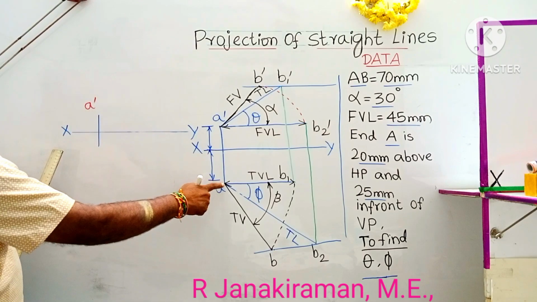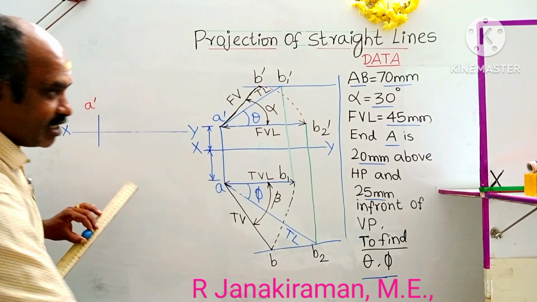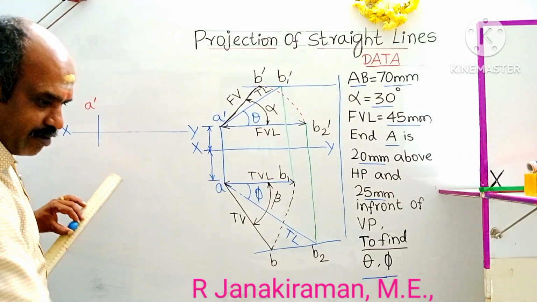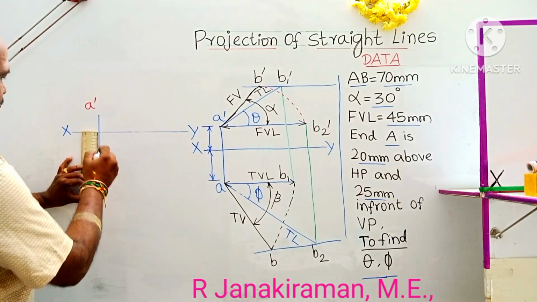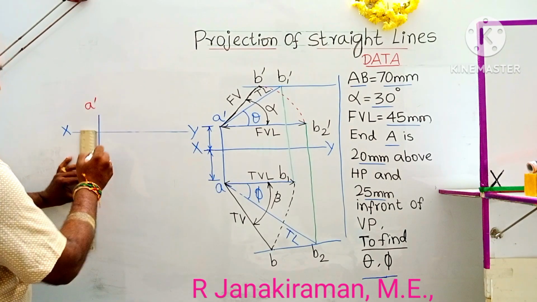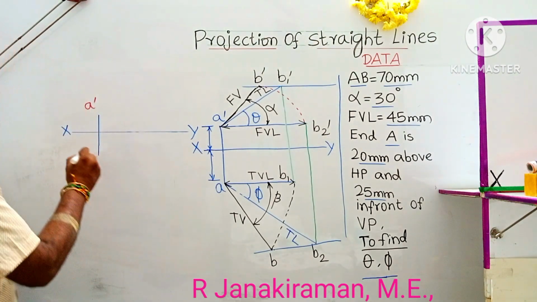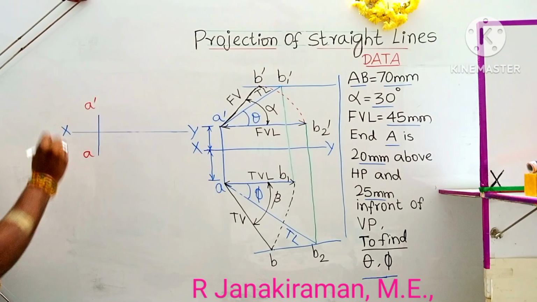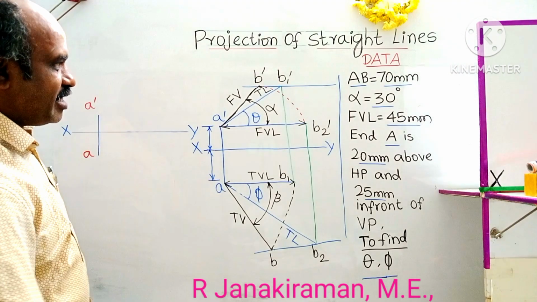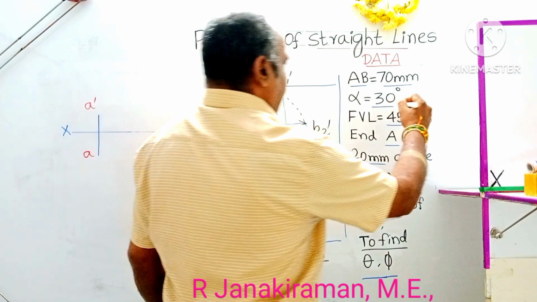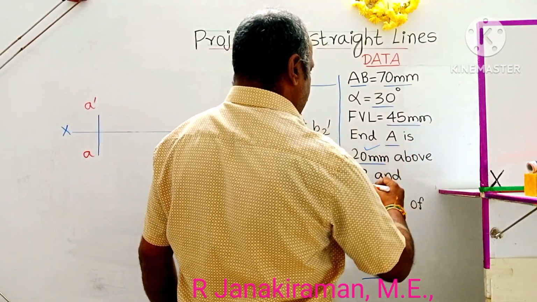Similarly, A in front of VP is given as 25 mm. 25 mm is 2.5 centimeters. So in the same vertical line it will come, and is marked as A in the top view. Understand? Next, what is given? These distances are marked: 20 mm, 25 mm.